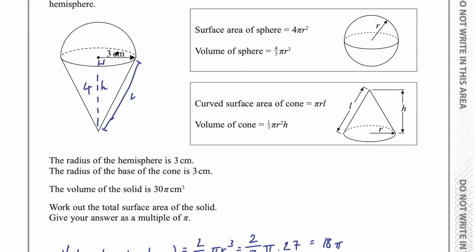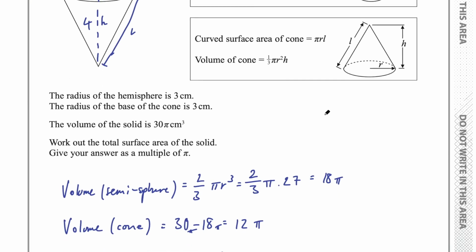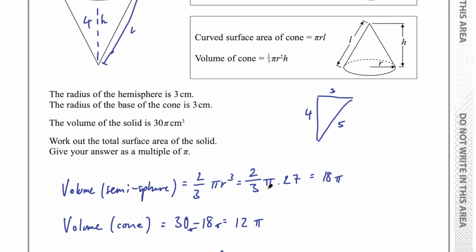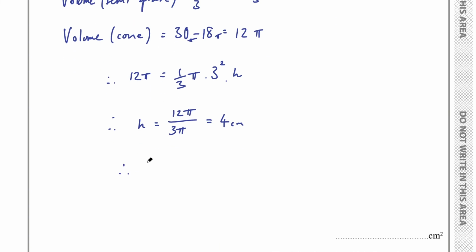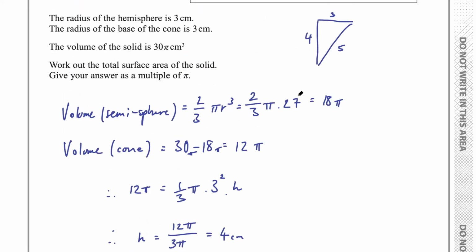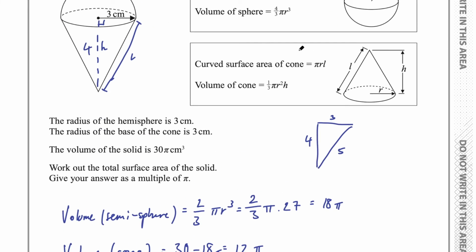We can use Pythagoras to work out the hypotenuse of that triangle. And if you've seen this right-angled triangle before, with 3 and 4 being the legs, then you know the hypotenuse is 5. You can also just work that out, but that's a pretty common right-angled triangle, 3, 4, 5. So we could say, therefore, L equals 5 centimeters.